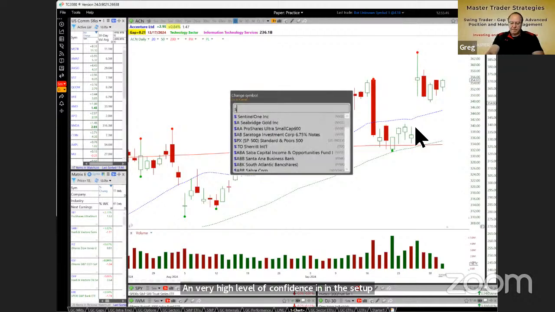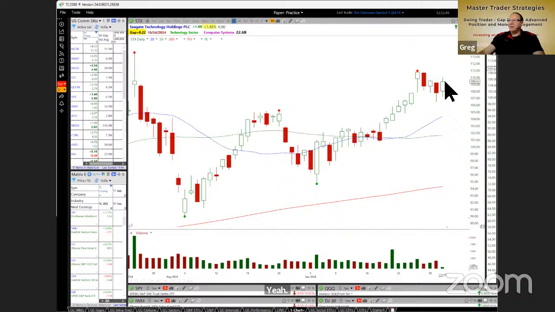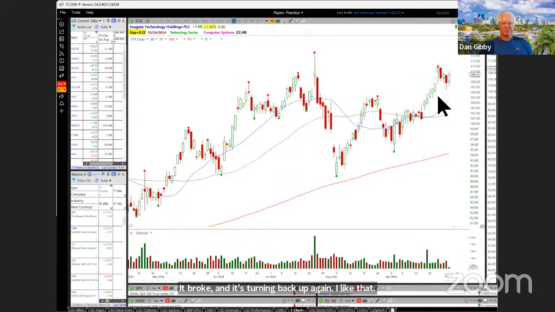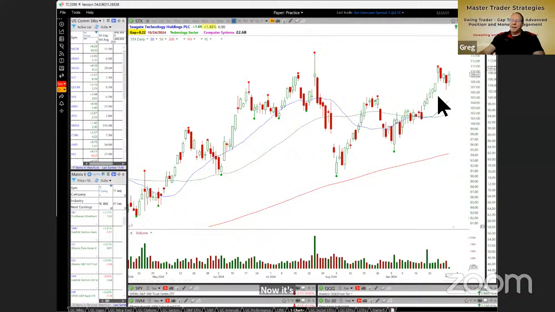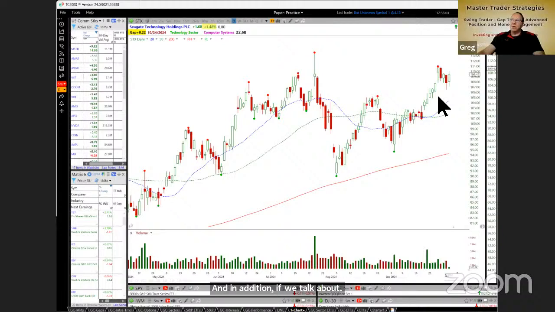Yep. Yeah. Ryan's another one, but this is kind of there, right? It broke and it's turning back up again. I like that. W, it's near this resistance, but patterns like this, and in addition, if we talk about the sector of technology, this is showing relative strength to XLK. And this is something that could make new highs. So I like this a lot.